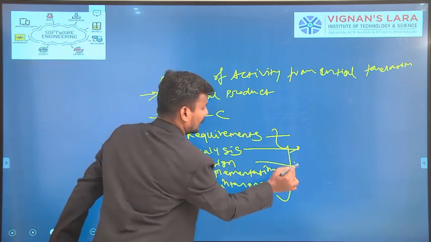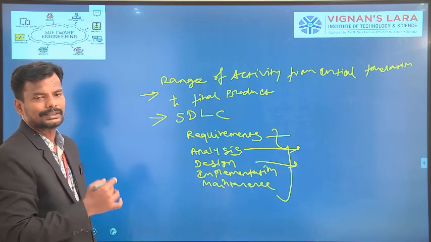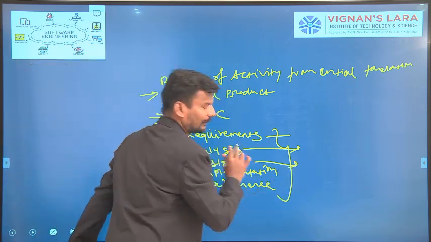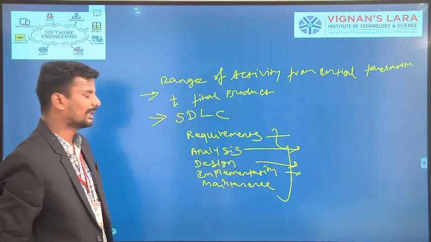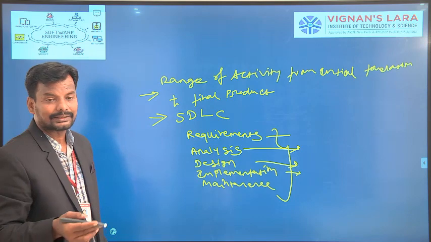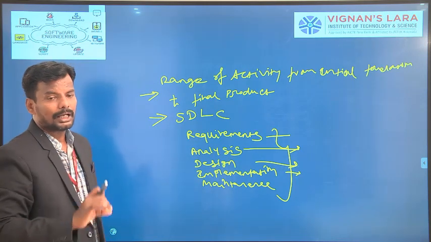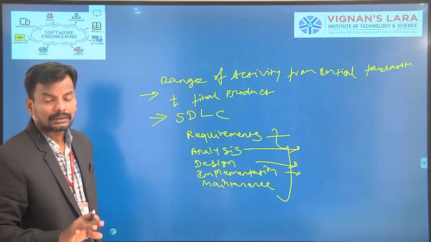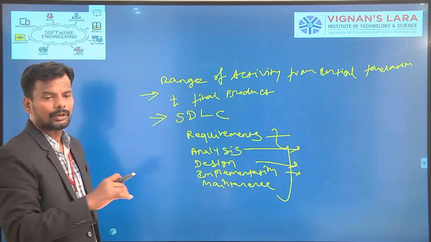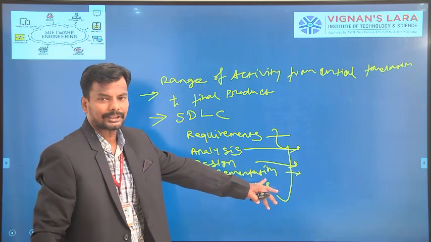And then design. After completing the analysis process, we have to design the software. It is also called the blueprint of the software. And then implementation. In this implementation, we have to do 3 things. That is, we have to do the coding part. After completing the coding part, we have to do the testing part. After completing the testing part, we have to do the installation. We have to deploy the servers. That is the implementation process.